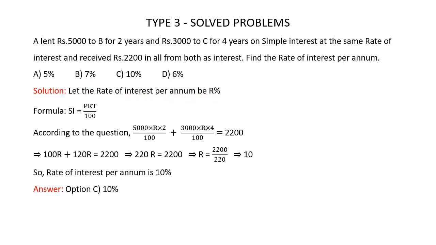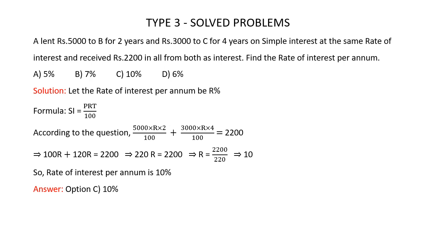Now it's given that A received rupees 2,200 in all from both as interest. This means the simple interest received by A from B plus the simple interest received by A from C is equal to rupees 2,200. Now we know that simple interest is equal to PRT divided by 100.